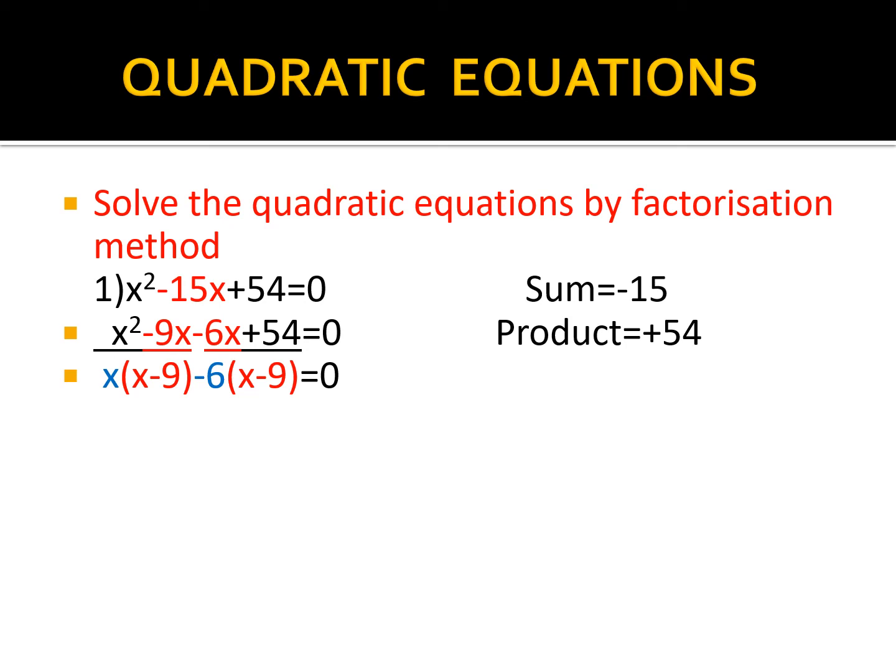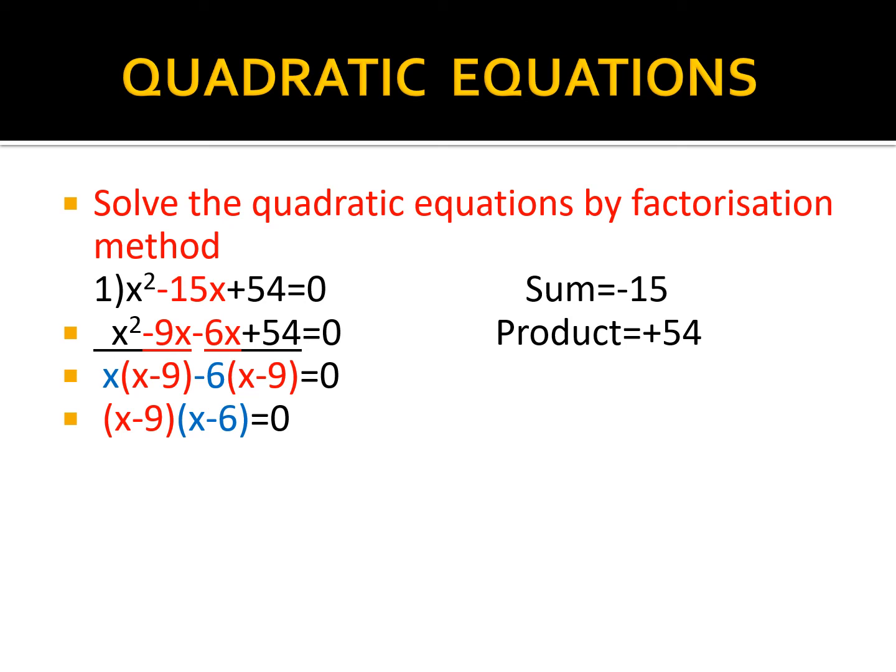In the second bracket, minus 6 is common and x minus 9 remains in the second bracket. When we observe clearly, we find that x minus 9 is common in both the brackets and the remaining terms are x minus 6, so x minus 9 into x minus 6 is equal to 0. We have found the factors of the given equation.